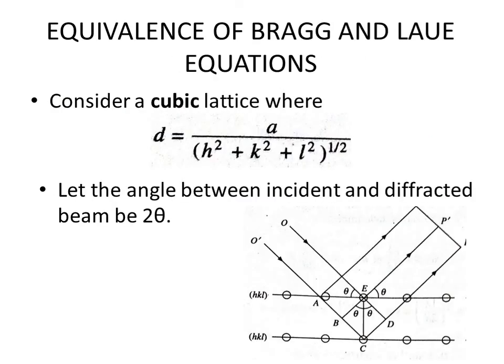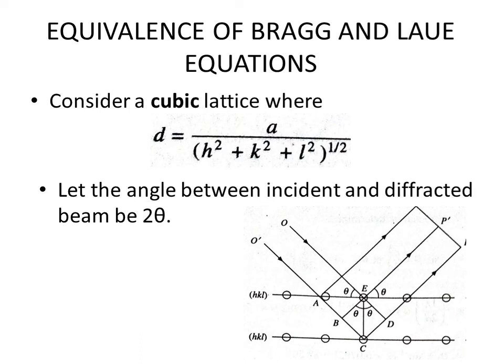Now we will see the equivalence between Bragg equation and LAUE equation. For that we will begin with a simple cubic arrangement. So you have to remember the relation connecting interplanar spacing d and lattice constant a. Obviously, since it is cubic, a, b, c, all these are equal, and h, k and l are Miller indices, and in a cubic system the relation is d equal to a divided by root of h square plus k square plus l square.